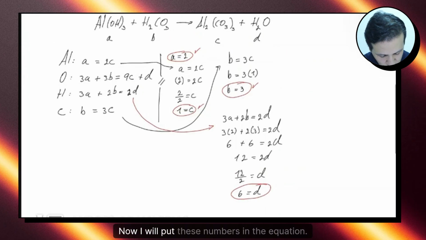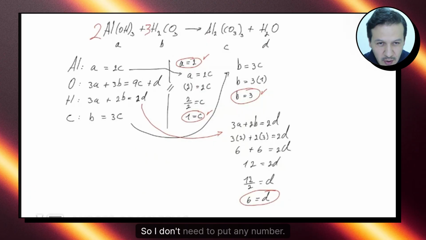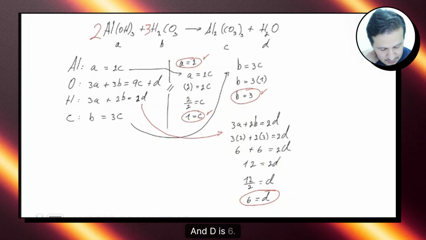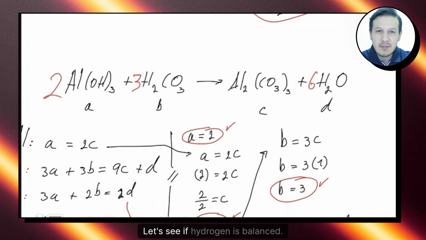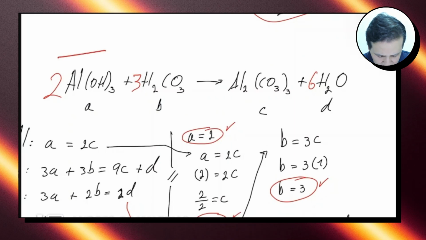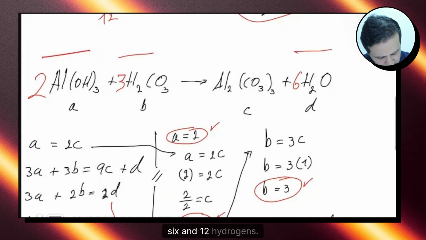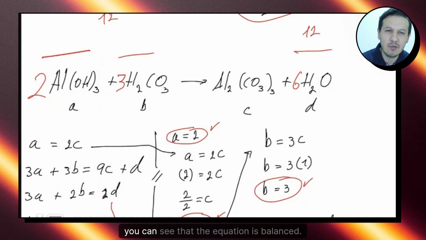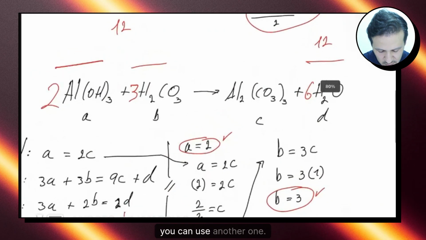So now I will put these numbers in the equation. So A is 2, B is 3, C is 1, so I don't need to put any number, and D is 6. Now we need to double check if the equation is balanced. Let's see if hydrogen is balanced. So we have 6 hydrogens here, 6 plus 12 hydrogens. And here we have 6 and 12 hydrogens. Only by checking one, you can see that the equation is balanced.